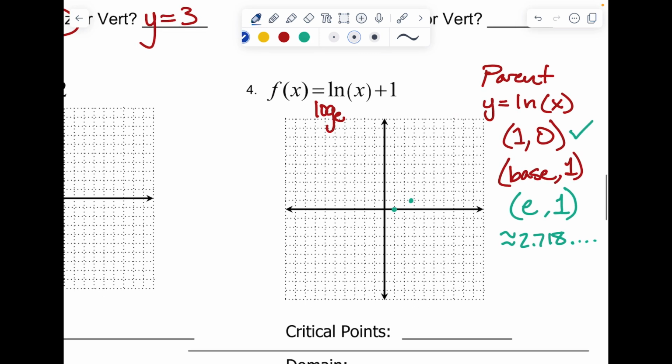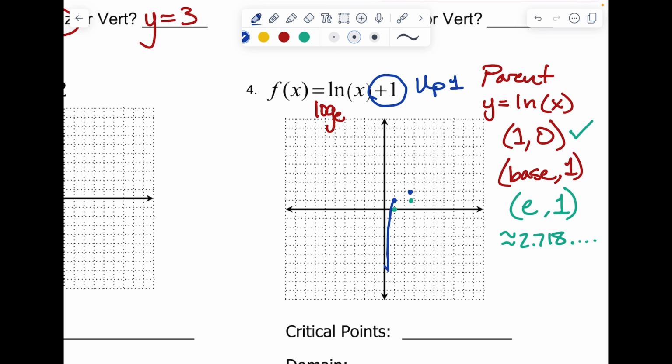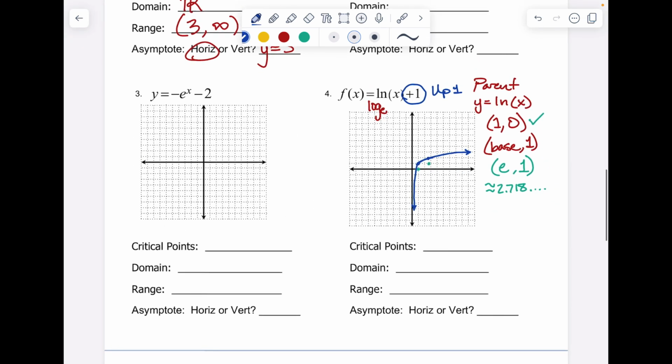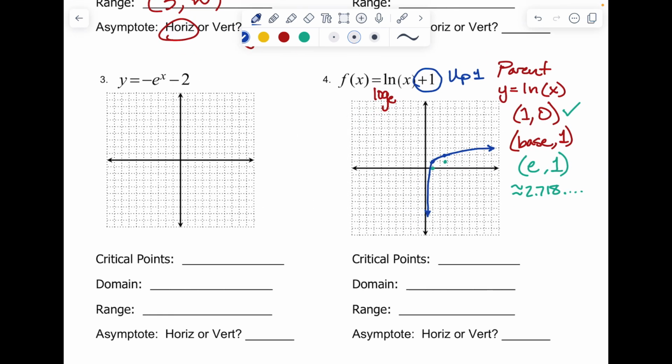And it is up 1. So both of these points are going to bump up by 1, and this will give us our new ln function. All we did was take that original and bump it up 1.